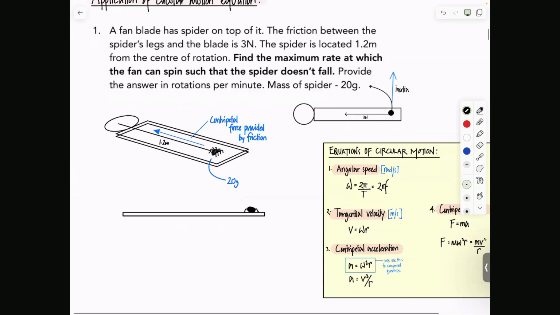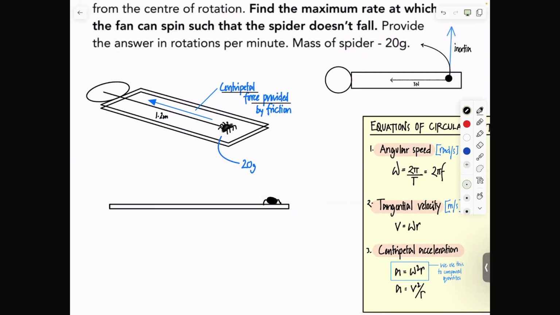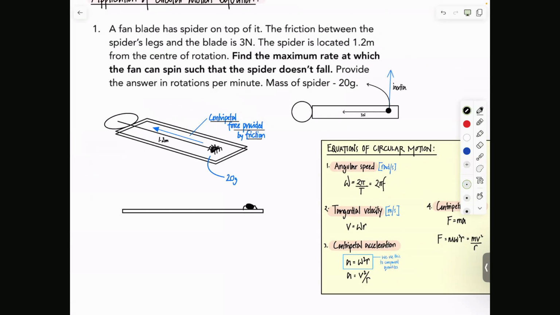So we wrote about this last class. Centripetal force is provided by friction. But my question is, why is there a limit to the rate of rotation? When the rate of rotation is a limit, right? Why is it so? What limits it?